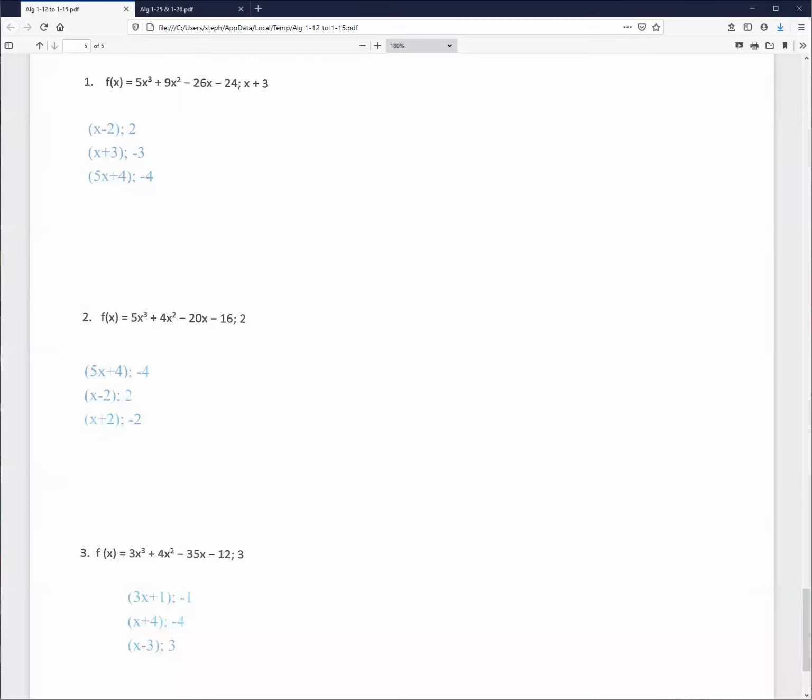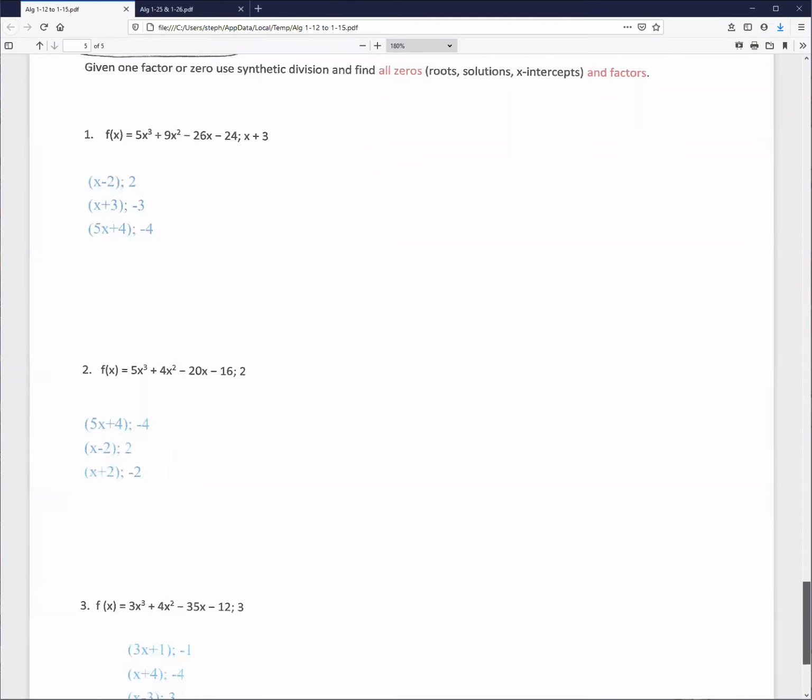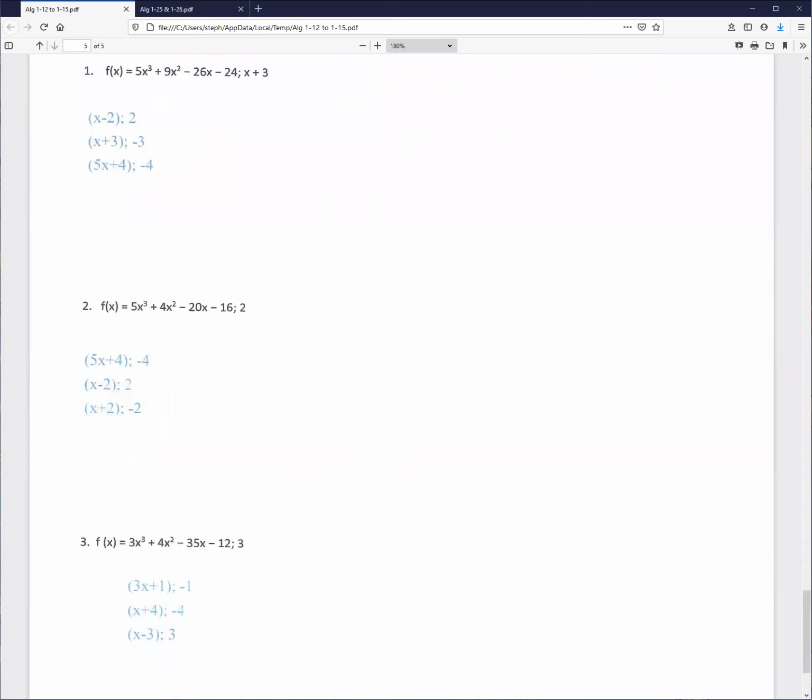Okay, so now, hopefully you can read that a little better. It says 5x cubed plus 9x squared minus 26x minus 24. So let's go through our process again. The steps, as I recall, are going to be exactly the same. Yeah, given one factor, find all zeros and factors. So it's the same instructions. They're asking for the same thing, so we're going to do the same thing. We're going to set up our synthetic division. We've got a 5 and a 9 and a -26 and a -24, and we are dividing by x plus 3, which means the number in our box is going to be a -3.